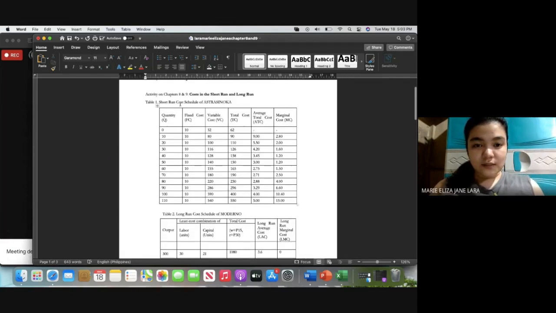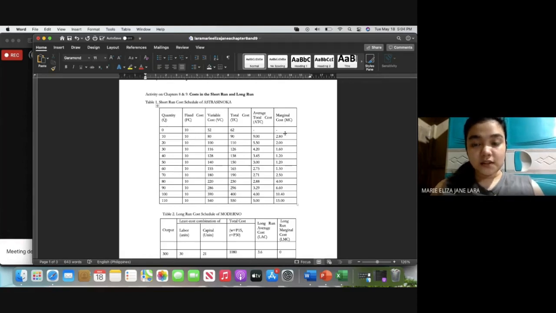For this, what I did was, for the variable cost, which is given, the fixed cost is fixed. So I just copy and paste 10 all throughout the table. Then for the total cost, I just add fixed cost and variable cost. There I have the total cost. For the average total cost, I just divide the total cost by the quantity that was given.